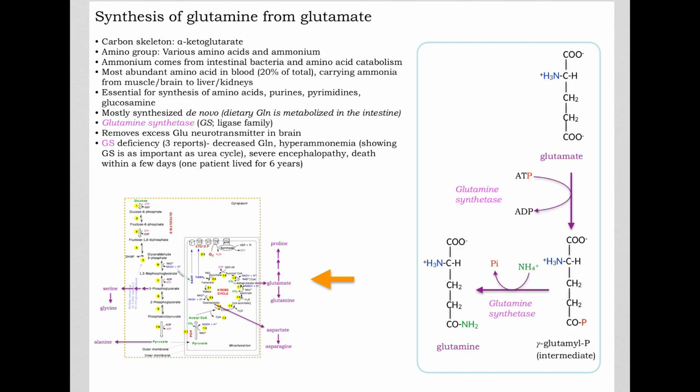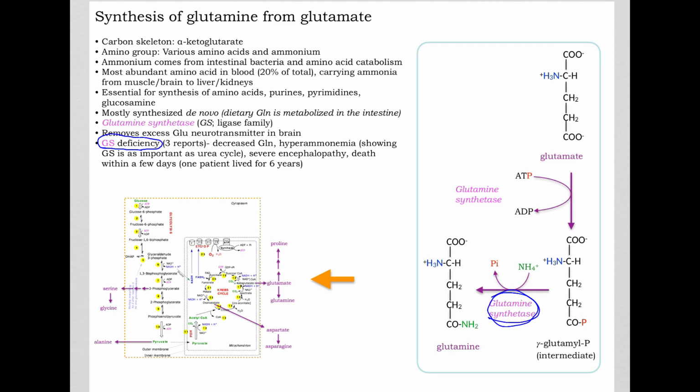So the enzyme that catalyzes the reaction between glutamate and ammonium to give us glutamine is called glutamine synthetase, or GS, and synthetase is part of the ligase family. Now, there have been a few cases reported in literature where patients did not have this enzyme, glutamine synthetase.